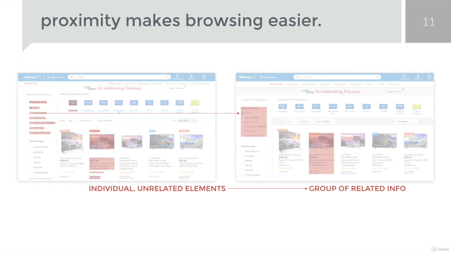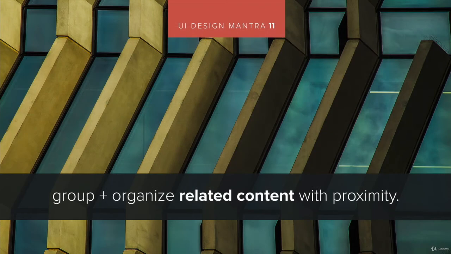Same thing with the icons and labels I told you about across the top. We went from two disparate elements separated by distance to one element that holds together that says this describes this. The label describes the icon. Why? Because they're closer together. So UI design mantra number 11 is that you should always be striving to group and organize related content with proximity.